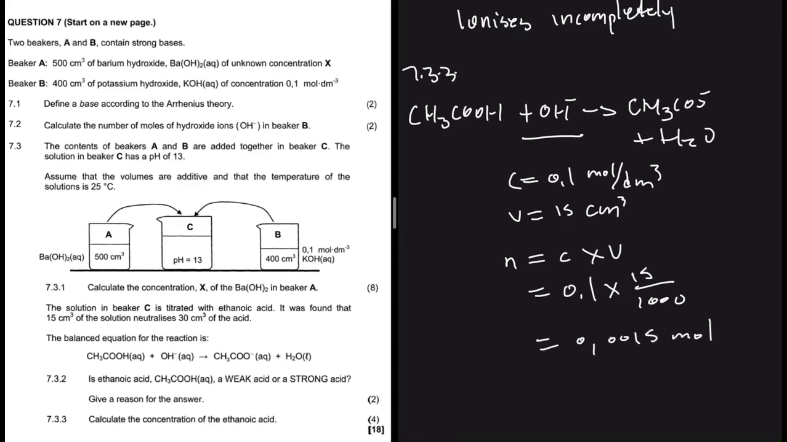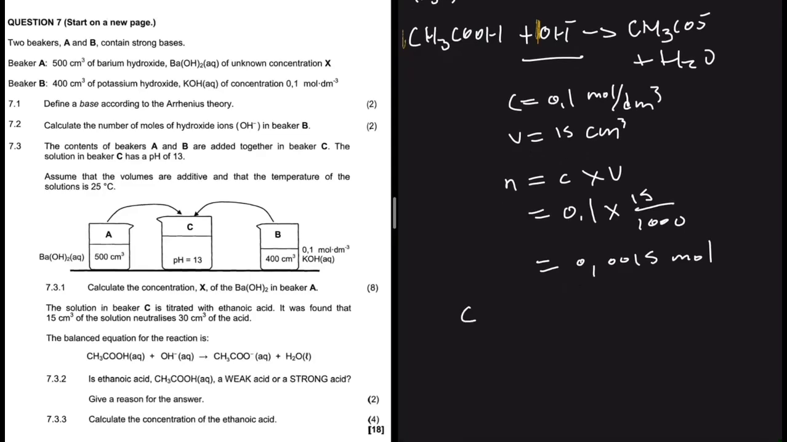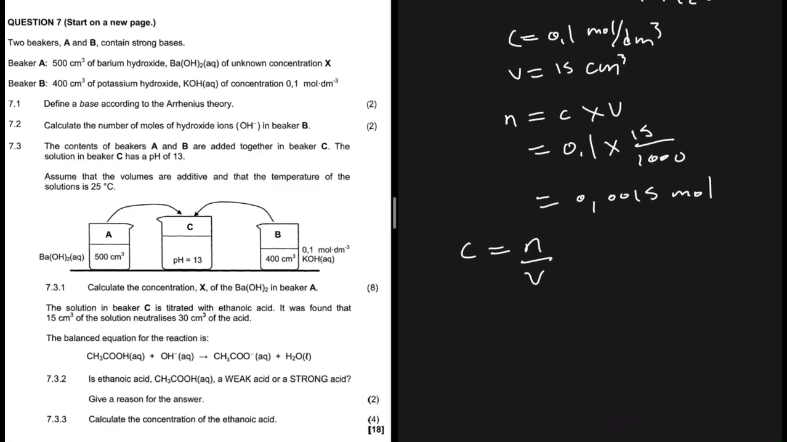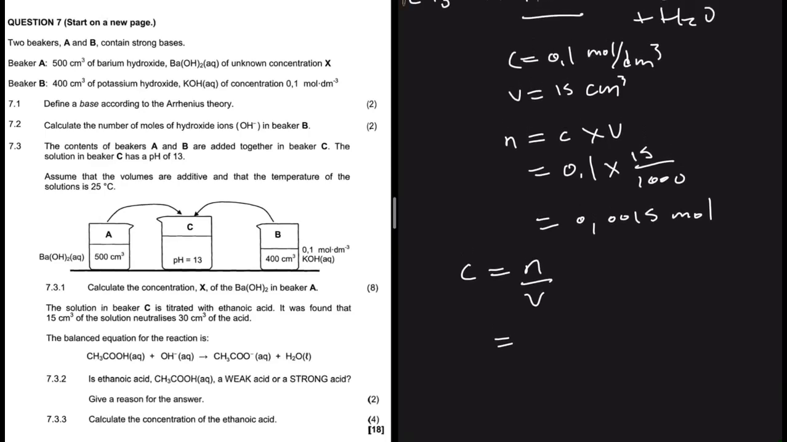We can see from the balancing coefficients that this is 1 and this is 1, right? So the number of moles of OH equals the number of moles of our ethanoic acid. To calculate the concentration of ethanoic acid, concentration equals number of moles divided by volume. And the number of moles is the same as the number of moles of OH, because the balancing coefficients are the same, right?